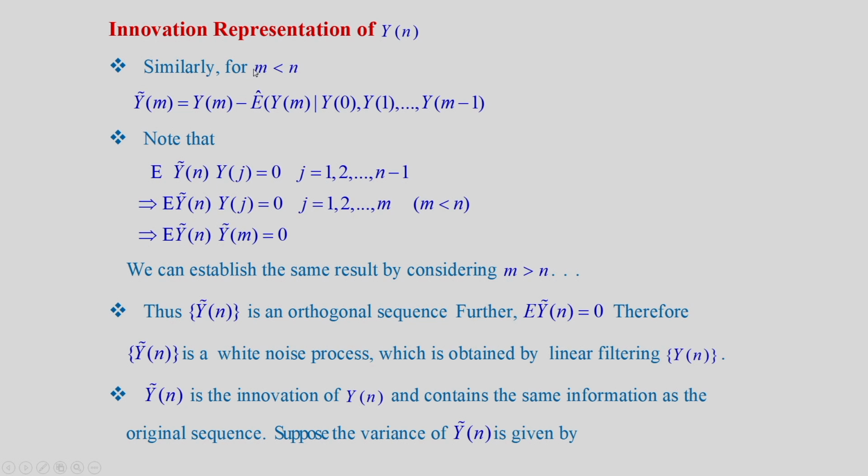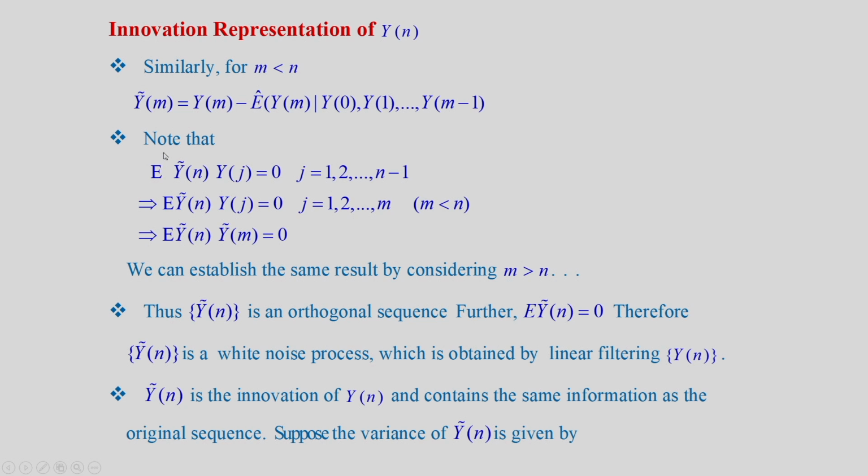Similarly, suppose for any m less than n, we can consider y tilde m equal to y m minus the summation e hat of y m given y 0, y 1 up to y m minus 1. So, this is the mth order predictor error.